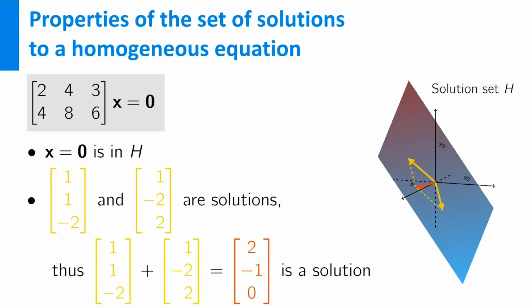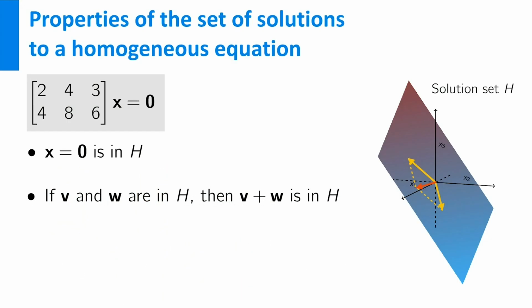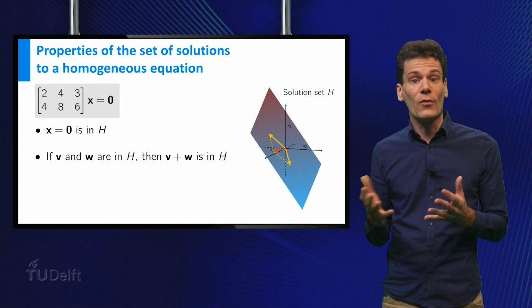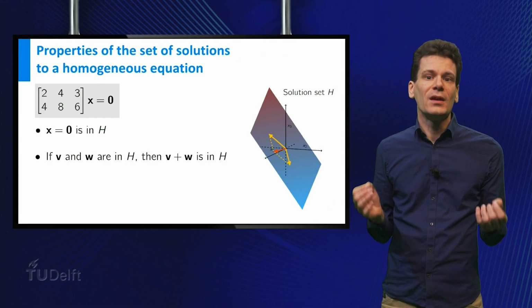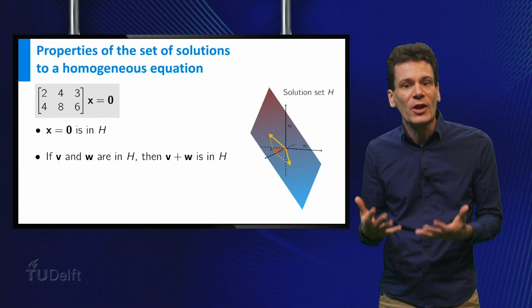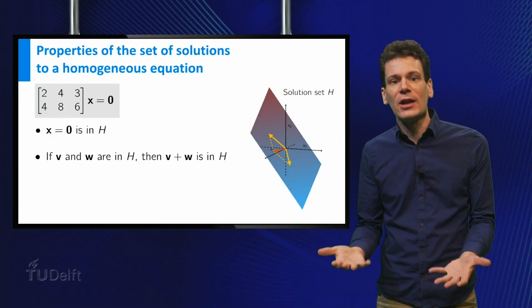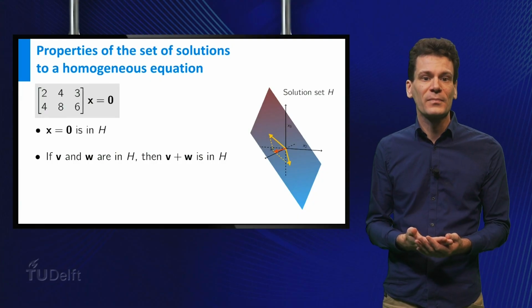Furthermore, consider the solutions (1, 1, -2) and (1, -2, 2). Note that the sum is also a solution, hence contained in H. This is just an example of a more general property. If v and w are vectors in the solution set, then the sum v plus w is also in H. You can show this using the rules of calculations of matrix vector multiplication. Geometrically, it means that we cannot get out of H by adding vectors. We say that H is closed under vector addition.